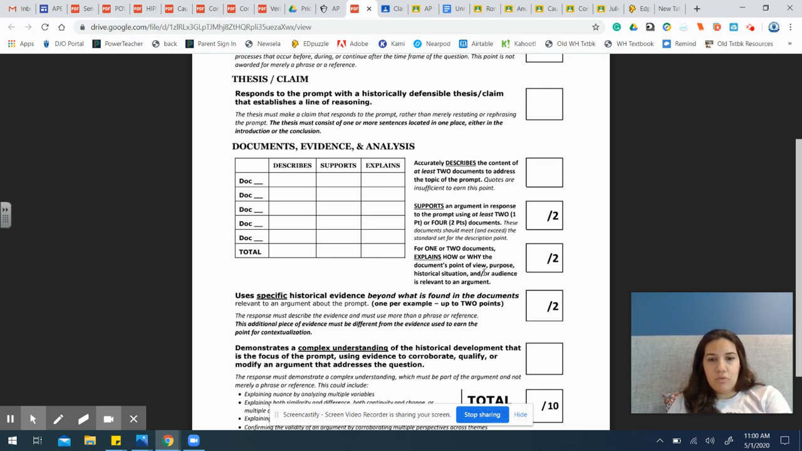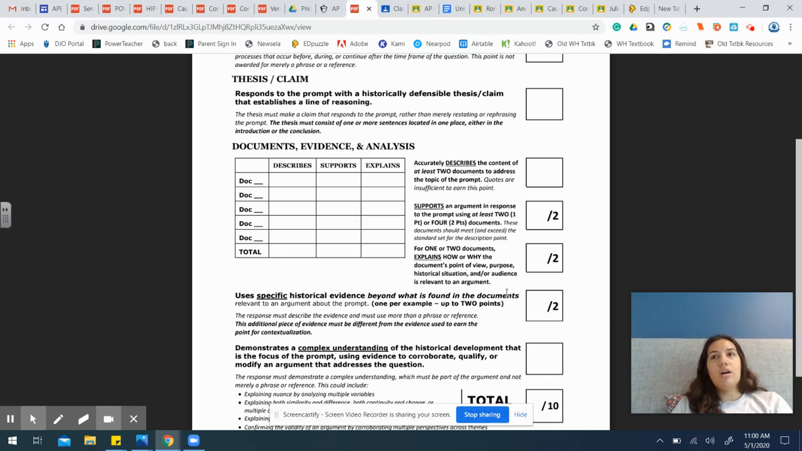And then the next point is for 1 or 2 documents, explain how or why the document's point of view, purpose, historical situation, and or audience is relevant to an argument. Okay, so here you want to hit 2 documents. Whenever it says 1 or 2, or a lower amount or a bigger amount, you always want to go for 2. You always want to go for 4. That way you're already trying to hit the most points possible.